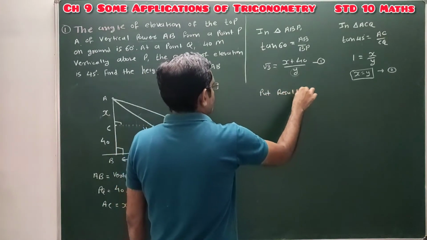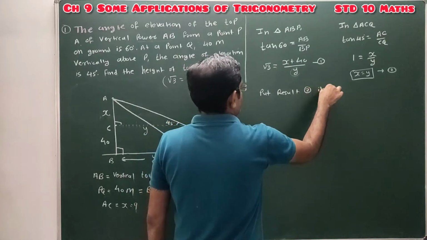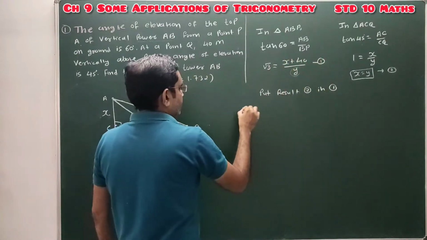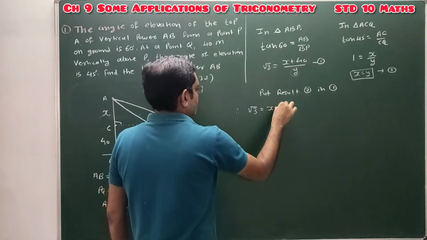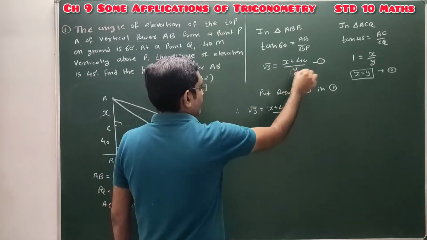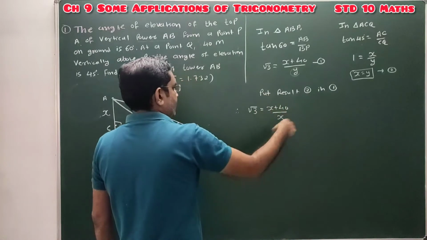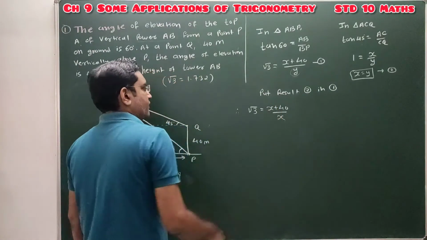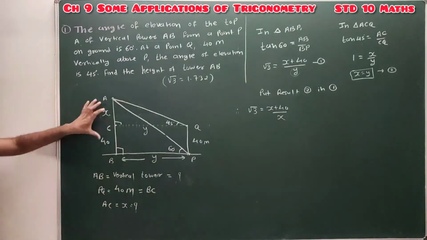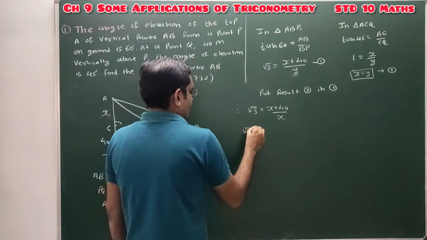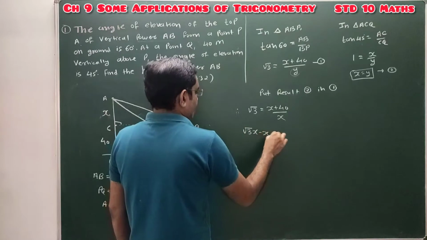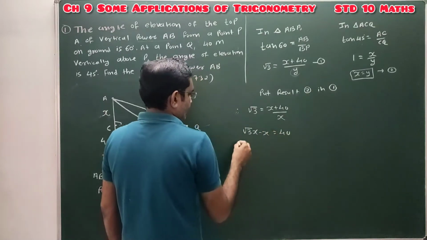Result 2 in result 1. So result 1 will be √3 equal to x plus 40, and this y equal to x. So now this entire equation is in terms of x, and from this equation we will get the value of x, so we will get the height of this tower AB. Simple. So it's √3x minus x equal to 40.